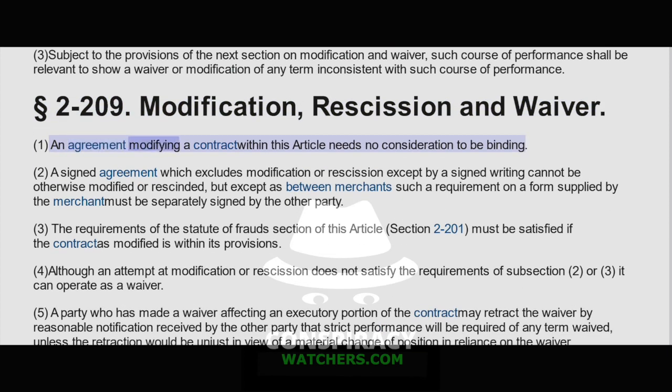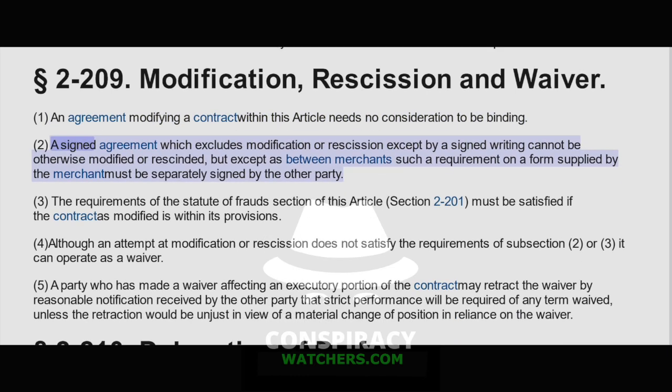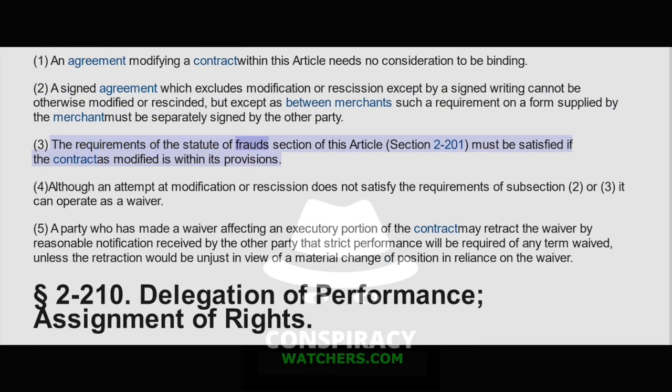An agreement modifying a contract within this article needs no consideration to be binding. A signed agreement which excludes modification or rescission except by a signed writing cannot be otherwise modified or rescinded, but except as between merchants such a requirement on a form supplied by the merchant must be separately signed by the other party. The requirements of the statute of frauds section of this article must be satisfied if the contract is modified as within its provisions.